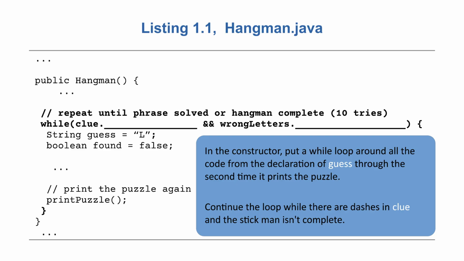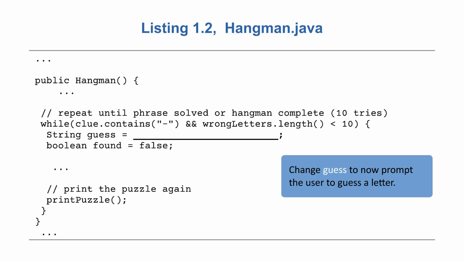In the constructor, put a while loop around all the code from the declaration of guess through the second time it prints the puzzle. Continue the loop while there are dashes in clue and the stickman isn't complete. Hint: use string's contains method to check if the string contains a dash. Hint: use string's length method on wrong letters to check if 10 letters have been guessed yet. Then change guess to now prompt the user to guess a letter. Hint: use my Windows prompt for string method.